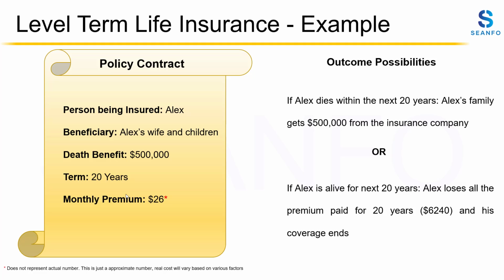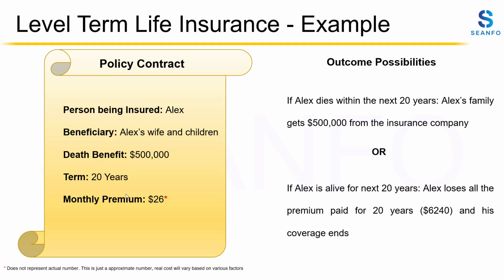So now, after Alex gets this policy, there are two possible outcomes. The first possibility: if Alex dies within the next 20 years while the policy is in active status, that is, premiums are paid properly, then the insurance company will pay $500,000 to the beneficiary, which is Alex's family here. The other possibility is if Alex is alive for the next 20 years, Alex loses all the premium paid for the 20 years and his coverage ends. So Alex would lose about $6,240 in total, assuming Alex paid $26 per month for 20 years.